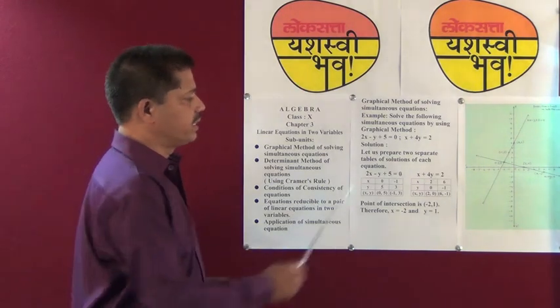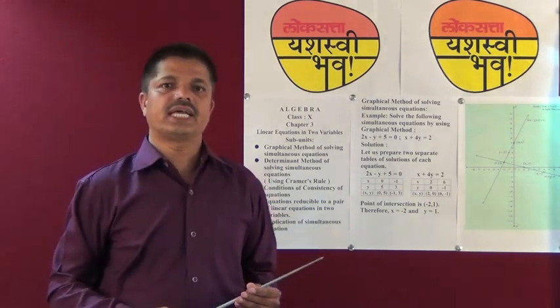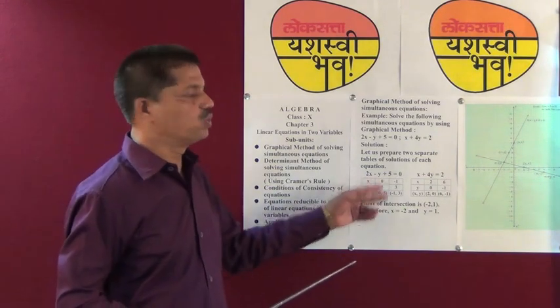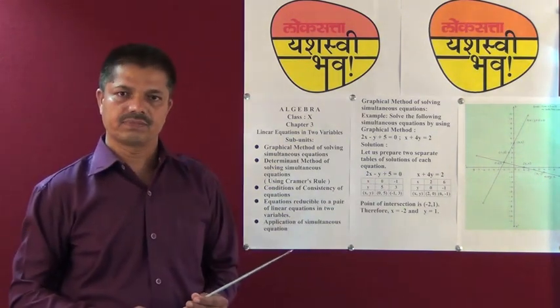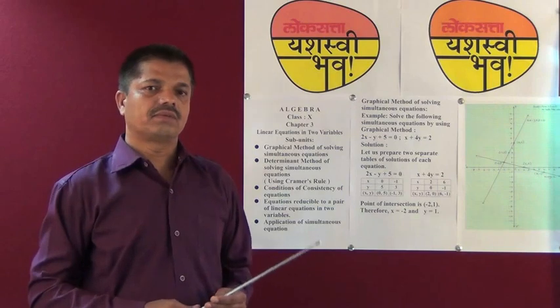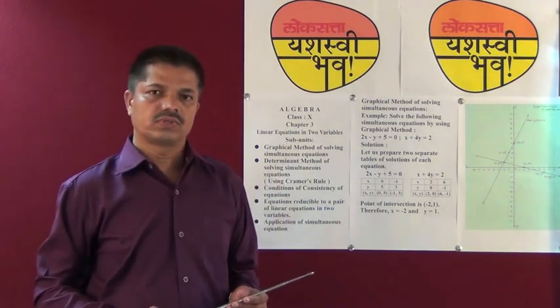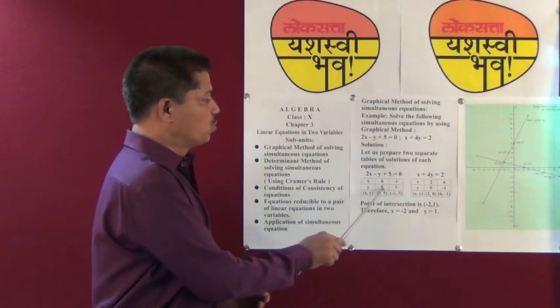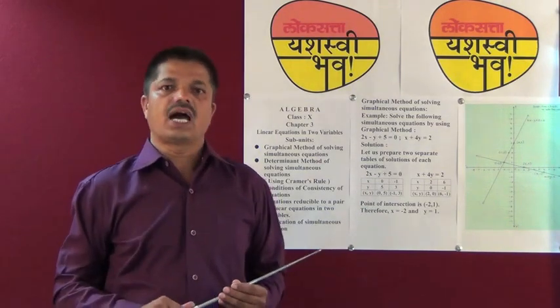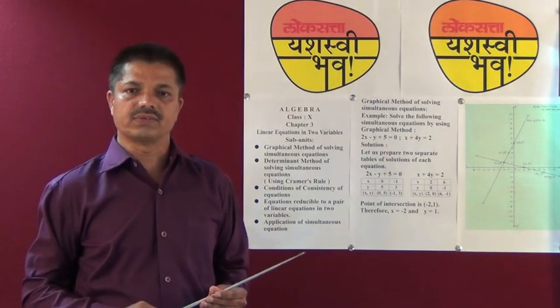Now you will find in this table that we have selected only two solutions for both the equations. But in examination, many students take a third solution also. Two solutions are enough for drawing the lines.